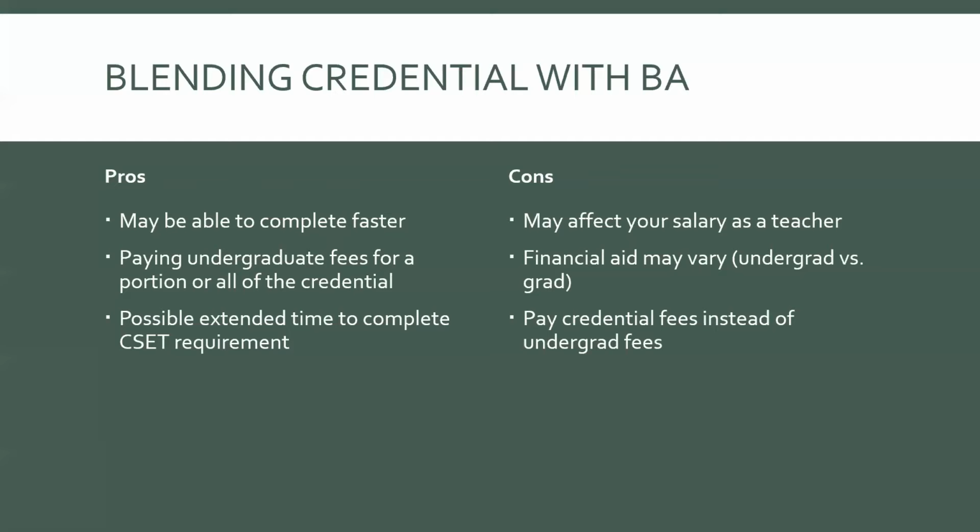The other thing, your financial aid may vary, right? Financial aid is potentially available both as an undergraduate student versus a graduate student and credential student, but it's not the same. Think of it like they're pulling from a different pot of money, right? So when you graduate and then do credential, you're not necessarily receiving the same financial aid you were as an undergraduate student. The other con would be that, whether you get financial aid or not, you would be paying the credential fees instead of the undergraduate fees, which is a little bit more than the undergraduate fees.